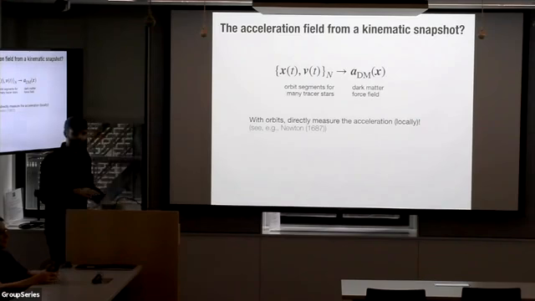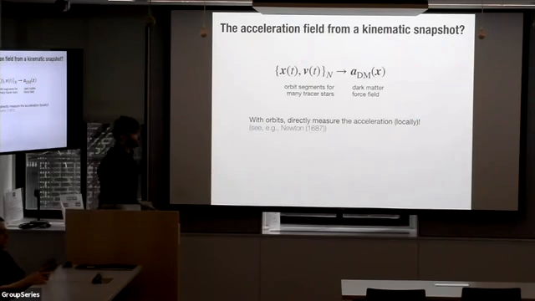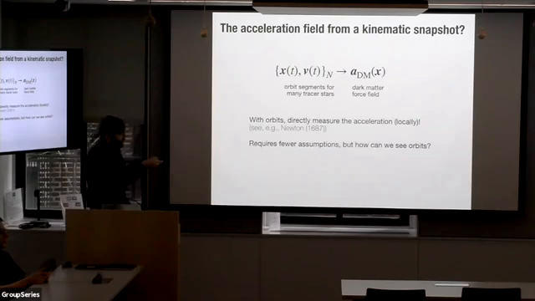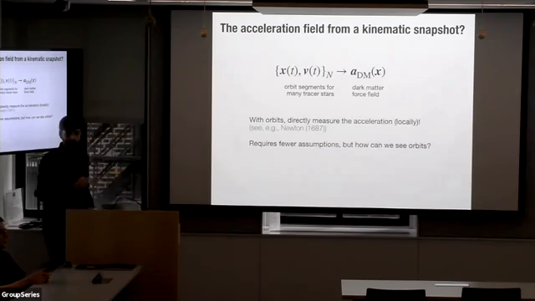It would be a lot harder if you just had the positions and velocities for all the planets at one instant in time and then had to try to learn about what the solar force field is. So if we had orbits or orbit segments, this would require many fewer assumptions. So then the question is, how do we see orbits? And that's where streams re-enter the picture.